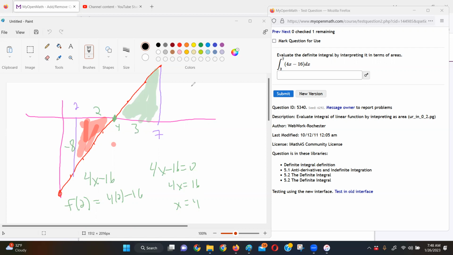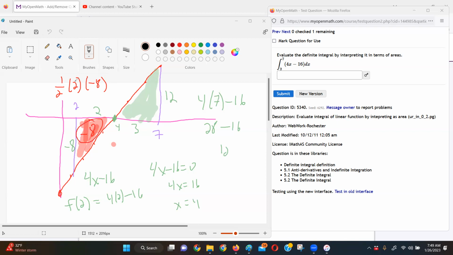Now we're going to figure out how high that triangle is. So what is 4 times 7 minus 16? That's 28 minus 16, which is 12. So that's 12 high. Now we're all set to find these areas. Let's find the negative area first. It's a triangle, so 1/2 times 2 base times -8 high. We could just write 8 if we wanted to. So I think that's an area of -8.